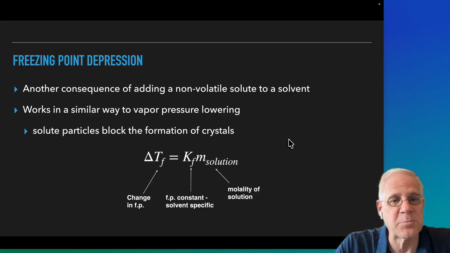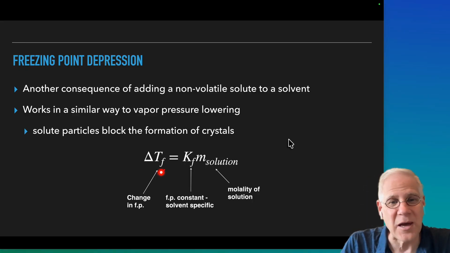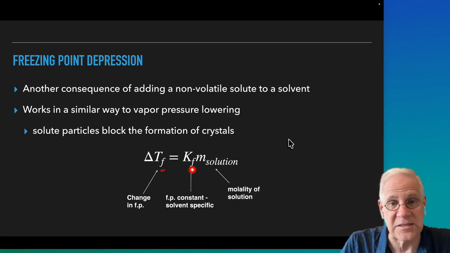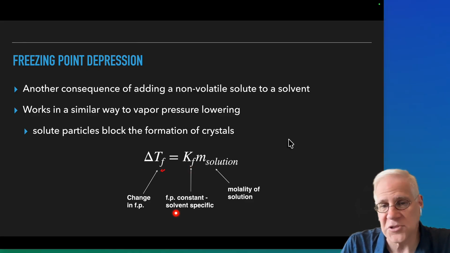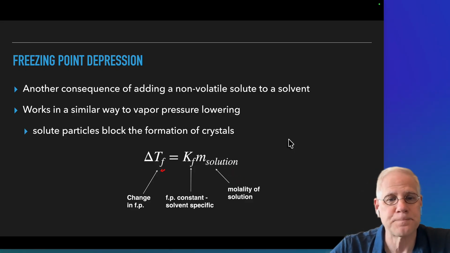Our equation here is pretty much identical to our boiling point elevation. The only difference is we've changed our letter to an F for freezing, so we have delta TF, so again a change in freezing point, and this is for the pure solvent, is equal to KF, so we have freezing point constant. This is different than the boiling point constant, so it's going to have a different set of values. It is also solvent specific, so you have to look at what solvent you have, go to a table and find its freezing point constant. And again, we are still using the molality of the solution.